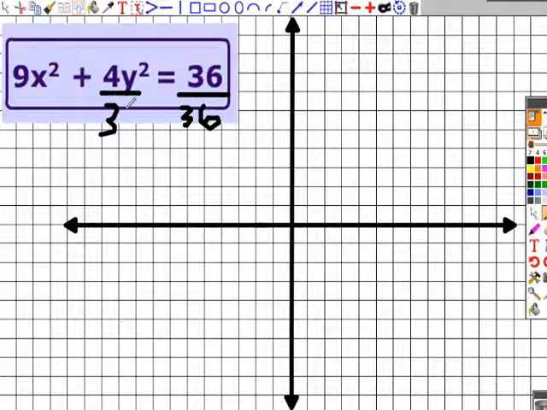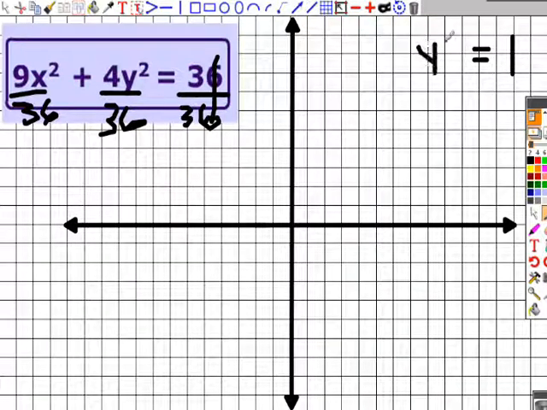Okay? So here we go. Now, this is going to turn into 1, right? So my new equation, we have 1 over here. And now, leave this as a fraction. Reduce: 4 over 36 is 1 over 9. So y squared over 9. And then 9 over 36 is 1/4. So we have x squared over 4.